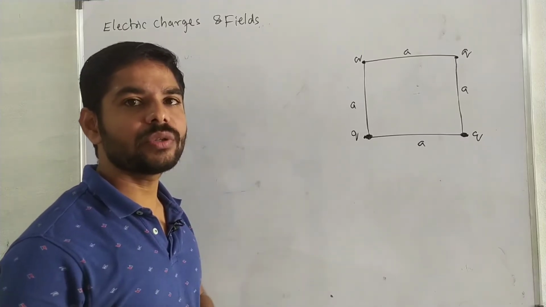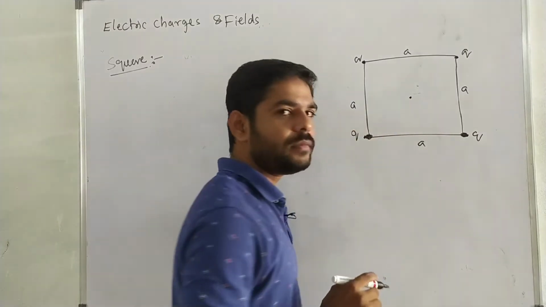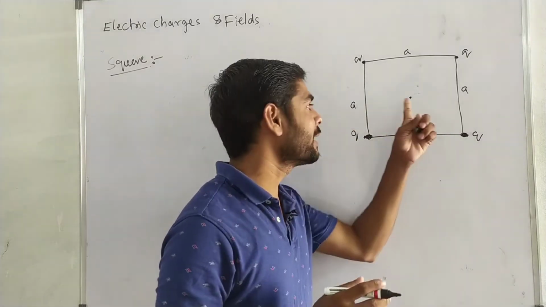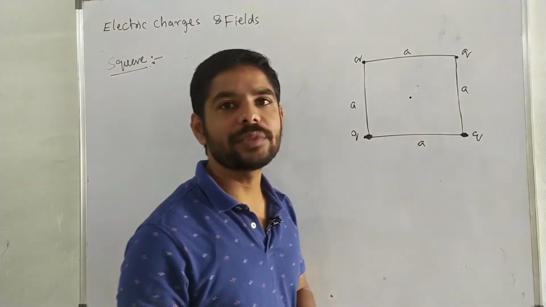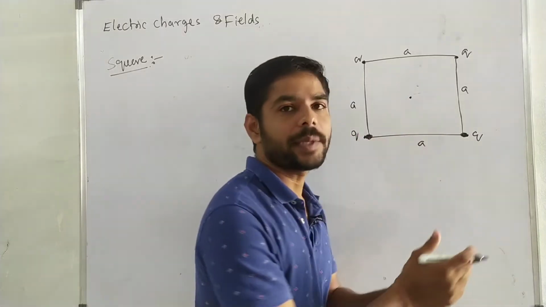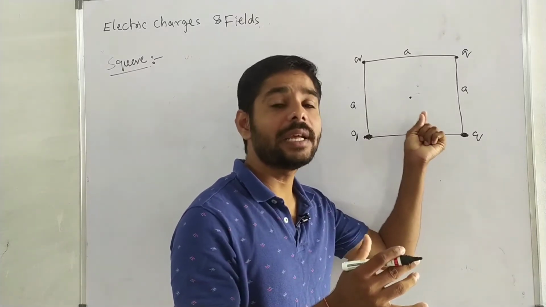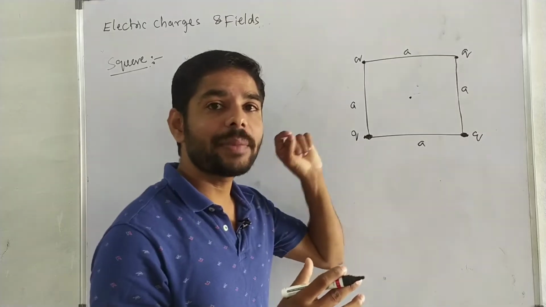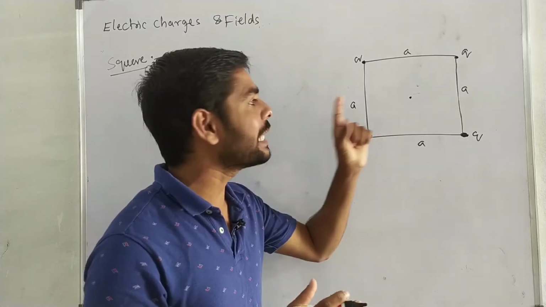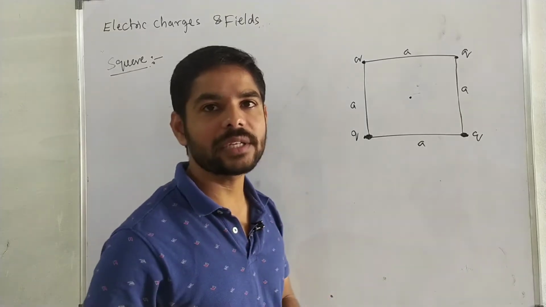So the next question we also have: how much charge should I place at the centroid so that the resultant force becomes 0? It means the entire system will be in equilibrium when a charge is placed at the centroid. What charge should I place at the centroid so that the square, the entire system, is in equilibrium? That we will upload in the next video.